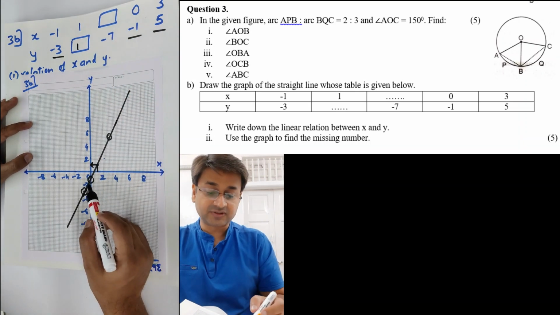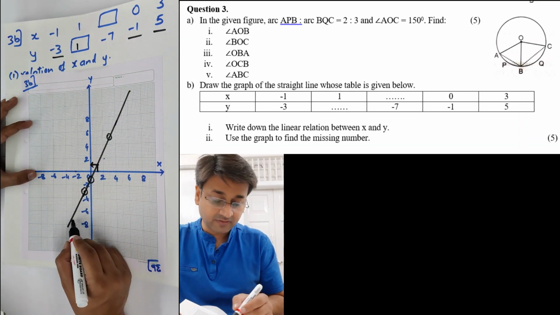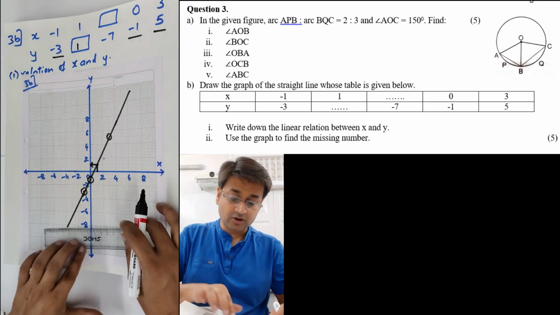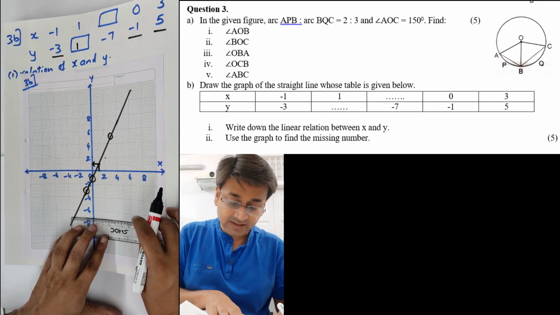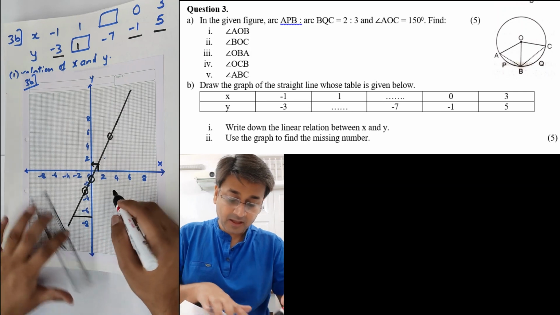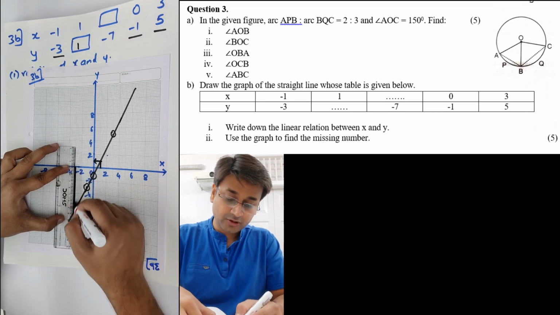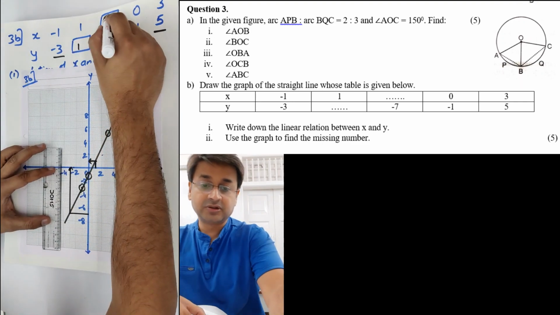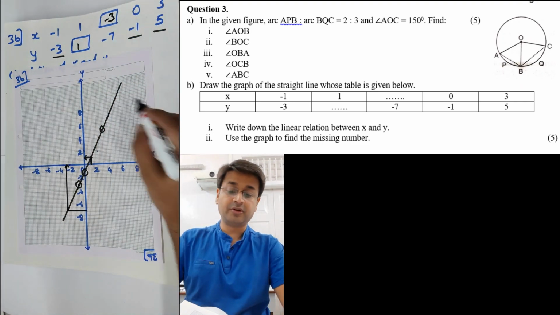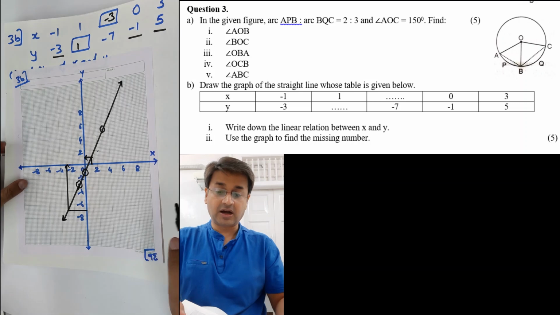If y is -7, so it should be here. So we draw a line this way. Y is -7. So what does our x become? It becomes -3. So draw your line, show the arrow. So this is -3. So we got both the missing values that were asked for.